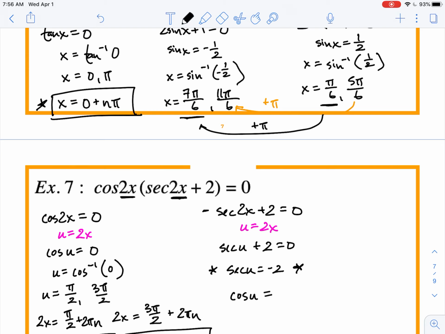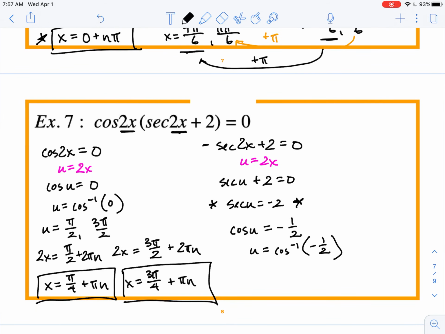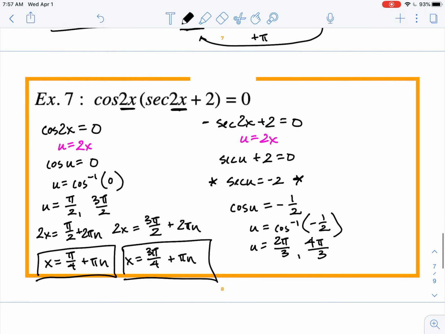But if I find the reciprocal of the left side, I also need to find the reciprocal of the right side. And so when I flip negative 2, I get negative 1/2. And that's what that question is really asking us here, is can you find an angle that has x values of negative 1/2? And so when we look at our unit circle, we're going to realize that u could be 2 pi over 3, or it could be 4 pi over 3.